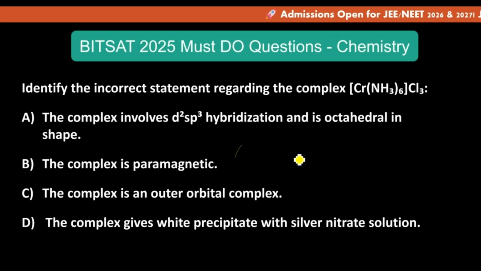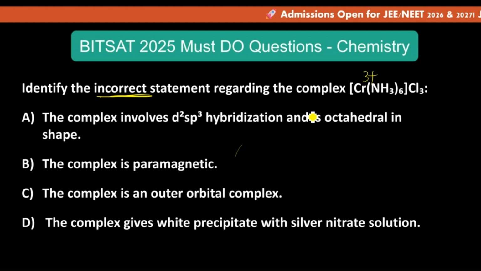Identify the incorrect statement regarding the complex. Chromium amine complex. Option 1 says the complex involves d2sp3 hybridization and is octahedral in shape. Yes, that is octahedral in shape. This is paramagnetic. So paramagnetic, what is the oxidation state of chromium over here?